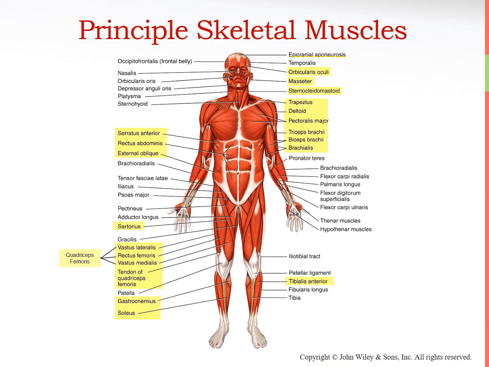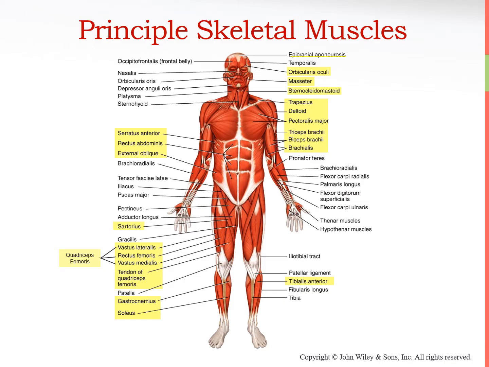All right, in this view, we can actually see two posterior muscles, the gastrocnemius and soleus. They are very broad muscles, so they are visible from the anterior view, but you'll see them more clearly on the next slide. On the right of the diagram and the left of our subject, we have the epicranial aponeurosis.